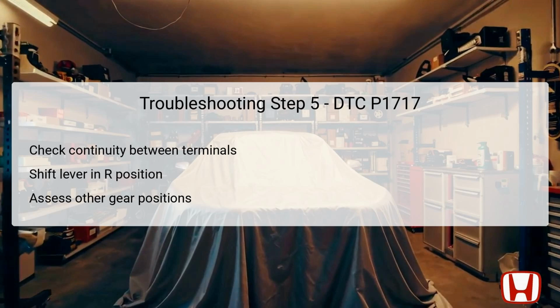If continuity is detected in reverse, but not in other positions, it suggests that the switch is functioning correctly in reverse, but there may be other underlying issues when shifting. Conversely, a lack of continuity altogether would imply a defective transmission range switch or wiring failure. This systematic testing is vital for accurately diagnosing the problem and ensuring a reliable repair.